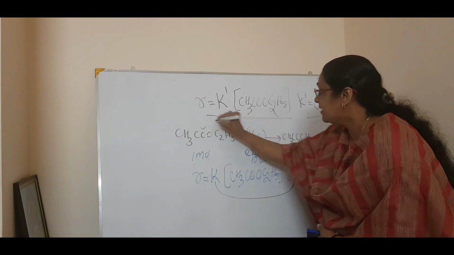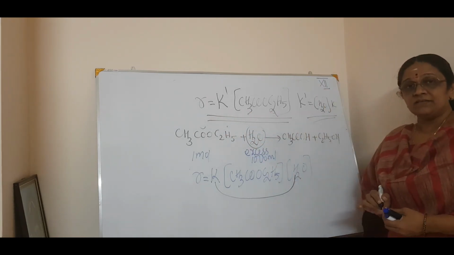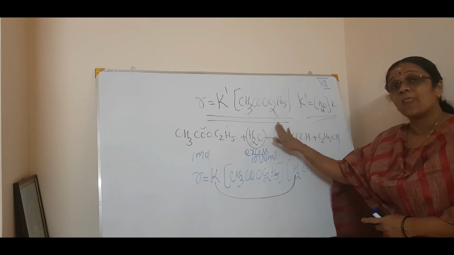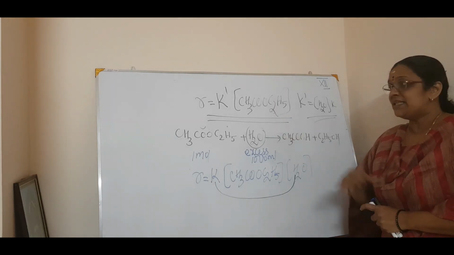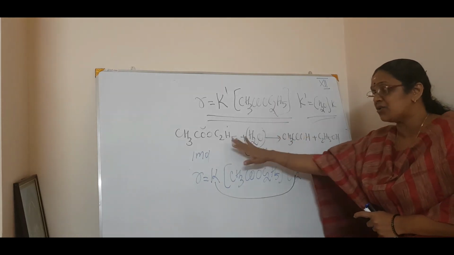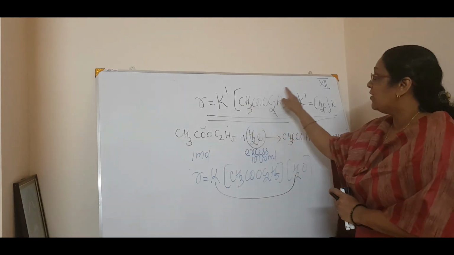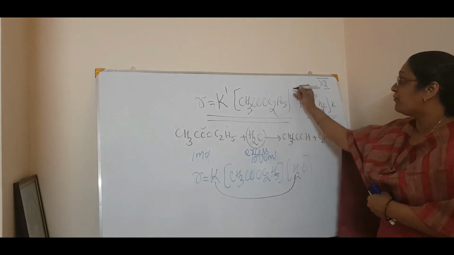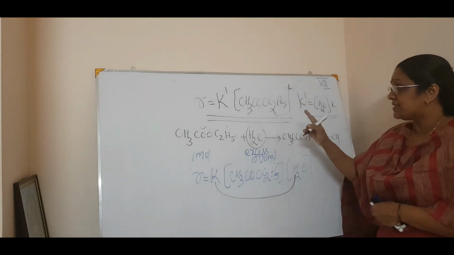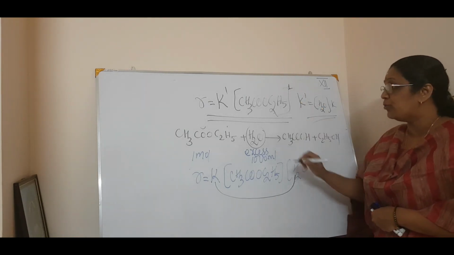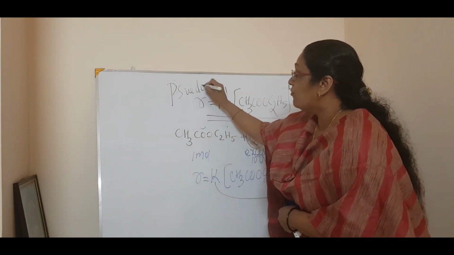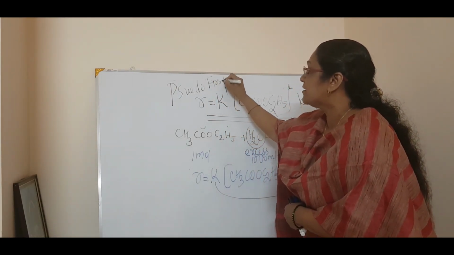So this is the rate of what? The hydrolysis of an ester. The rate of reaction for the hydrolysis of an ester is, see, what is the order of the reaction now? To the power 1. So this type of reaction is called a pseudo first order reaction. Correct?